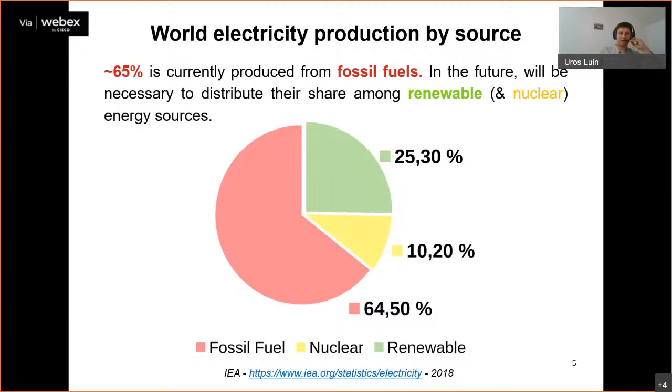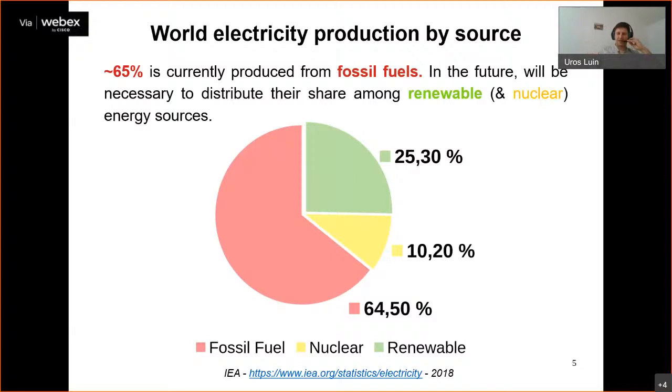So if we want to have a decarbonized planet, like Scotland and other Northern European and also other countries are trying to achieve, we need to move globally all this big red share and distribute it among renewables and nuclear. Here with nuclear, I have in mind fusion reactors, if they start to work soon.